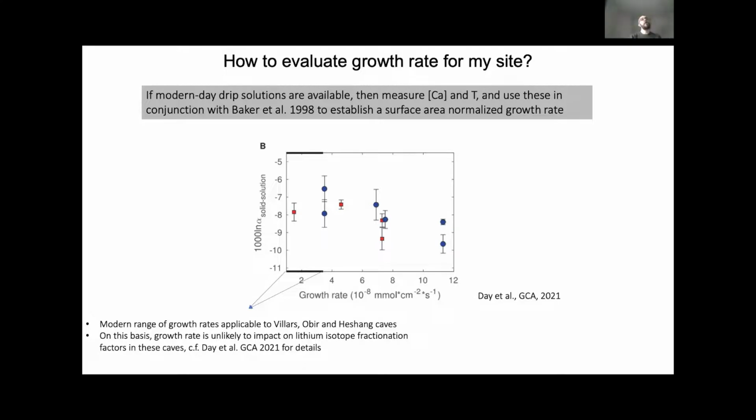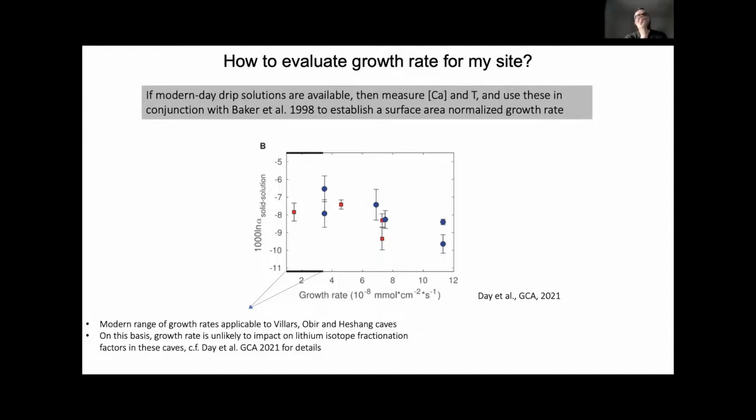So a couple of thoughts. Oh yes, here it is. A couple of thoughts on how you might evaluate growth rate for your own site. Wherever you have modern day drip solutions, wherever possible, measure the calcium concentration, measure temperature when you're in the cave, and use that study by Baker et al. in 1998. It's got a couple of very simple equations. Use them to work out the surface area normalized growth rate.